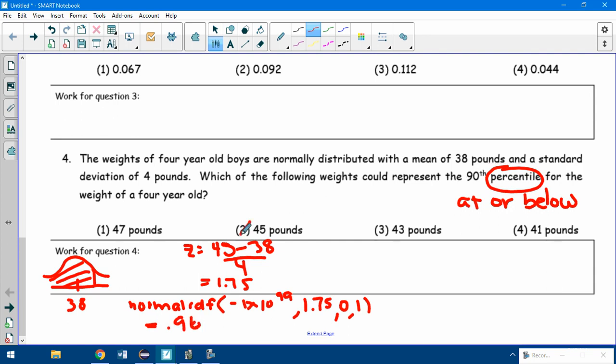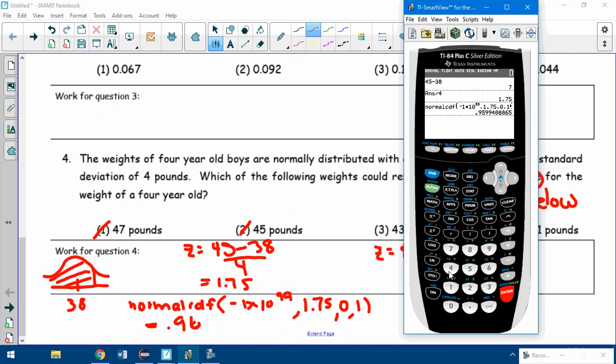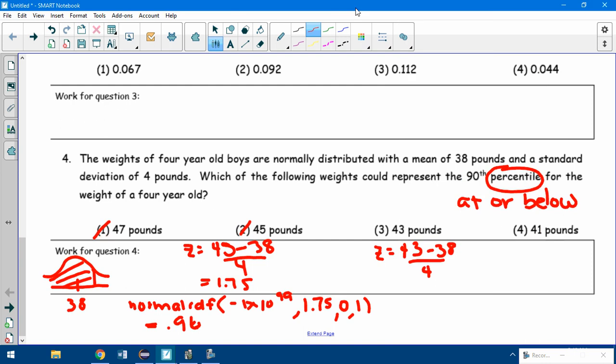That's too big. So if that's too big, we know 47's out. It's 43 or 41. Now again, I said 41 seemed low to me, so let's try 43. So find your z-score, 43 minus 38, all divided by 4. So 43 minus 38, hit enter before you divide by 4, or use alpha y equals, and you get 1.25.